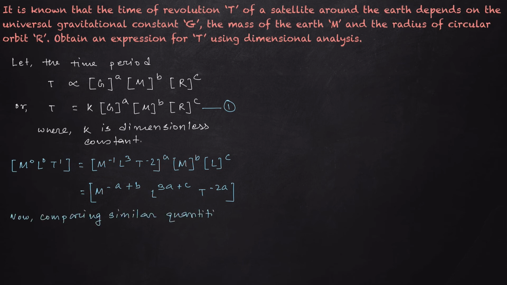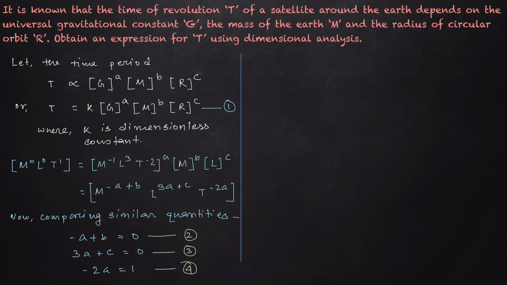So the first term is mass term, so on the left hand side it is 0, and on the right hand side the power of M is minus a plus b. Therefore minus a plus b must be equal to 0. And similarly for the other two terms, 3a plus c must be equal to 0. That is comparing the length term. And if we compare the time, so minus 2a must be equal to 1. So these are our three equations, and we need to solve this to find these three variables a, b, c.